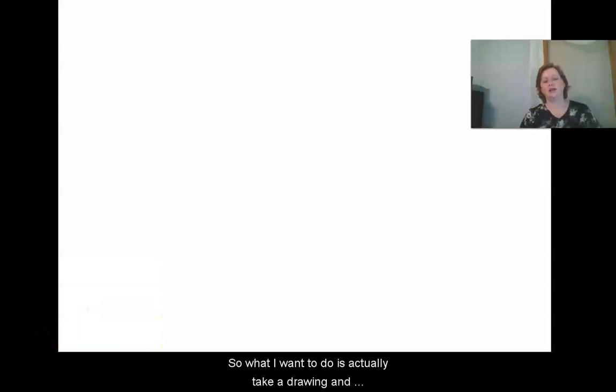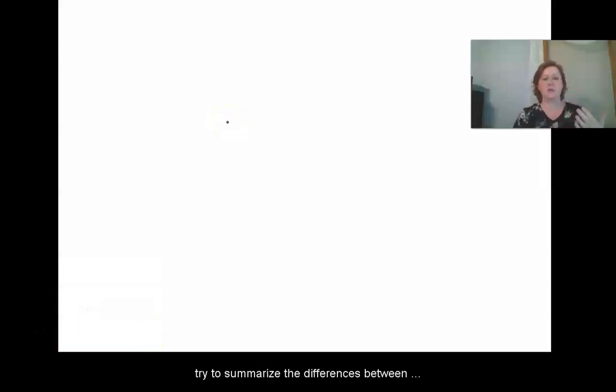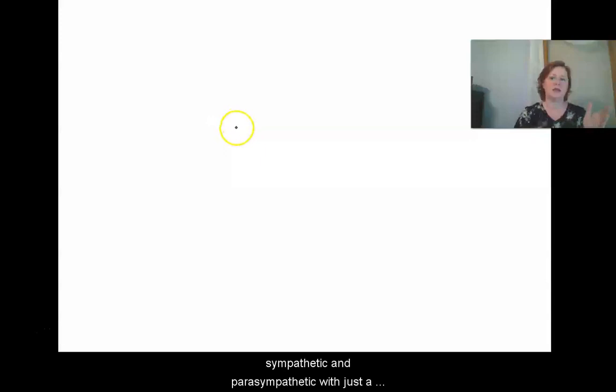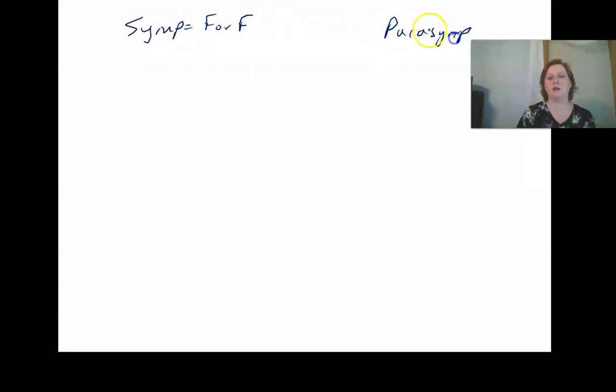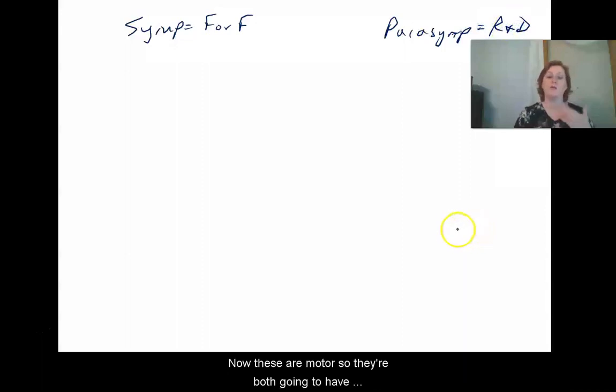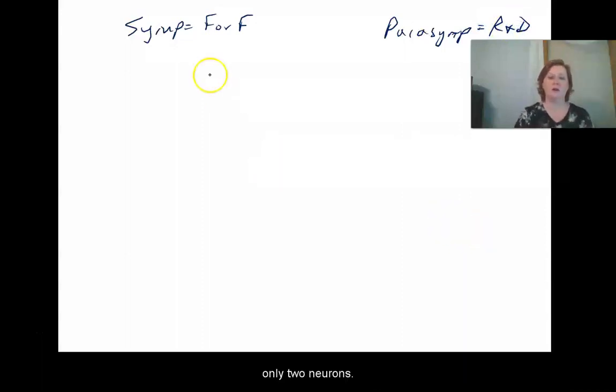So what I want to do is actually take a drawing and try to summarize the differences between sympathetic and parasympathetic with just a simple picture. So we have our sympathetic division, which we said is fight or flight, and we have our parasympathetic, which we said is rest and digest. Now these are motor, so they're both going to have only 2 neurons.